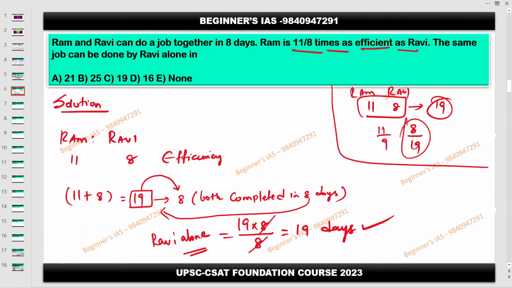Yes, sir. But if they ask for Ram, what will be the answer? 19 into 8 by 11? Yes. The question is dealing with Ravi here. So simply take the reciprocal of this. What is the reciprocal? 11 by 19. Sorry, 19 here. Understood?